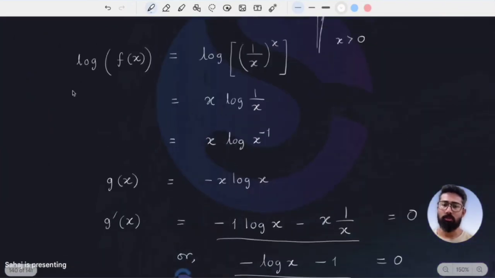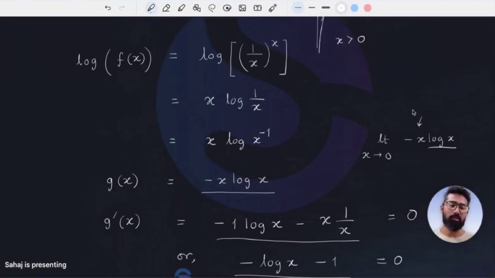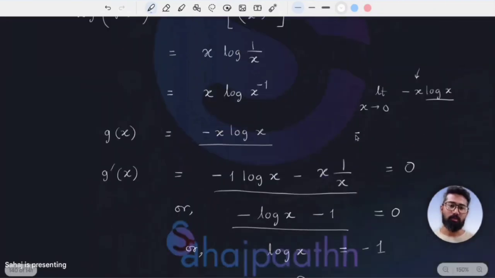So once you took the log of this function, we had this function, minus x log x. So we can take a limit of this function and see what the value is. As x tends to 0, this function goes to minus x log x, limit x tends to 0. Now x goes to 0, but log x goes to minus infinity.